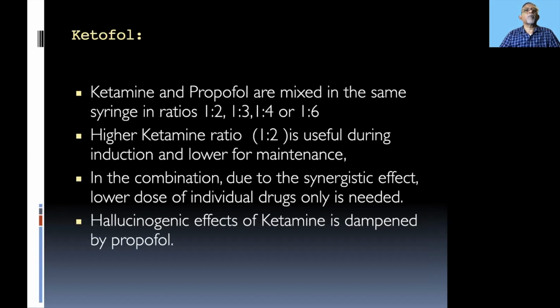Ketofol. Ketamine and propofol are mixed in the same syringe in varying ratios from 1:2 to 1:6. Higher ketamine ratios, 1:2, are usually useful during induction and lower ratios for maintenance. As ketamine tends to work for longer, it tends to accumulate. Hallucinogenic effects of ketamine are dampened by propofol. The dose of propofol is low and does not produce respiratory depression or airway collapse.